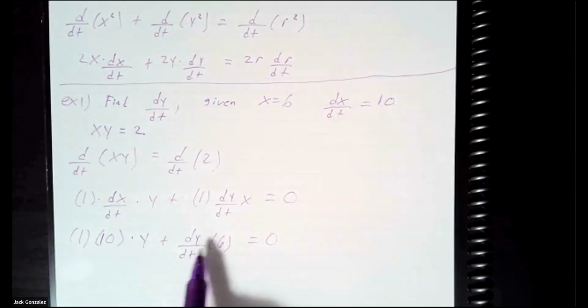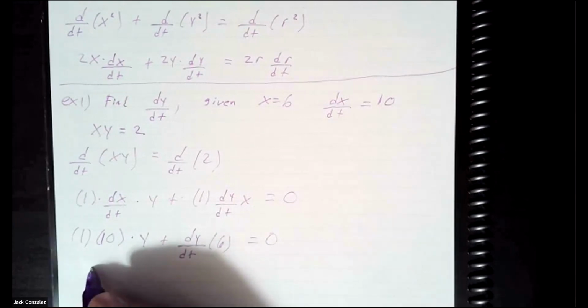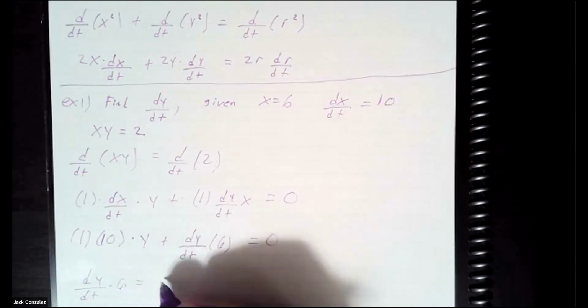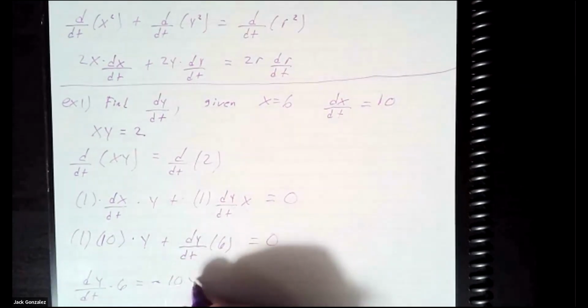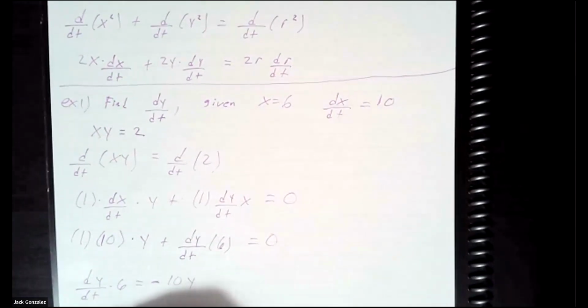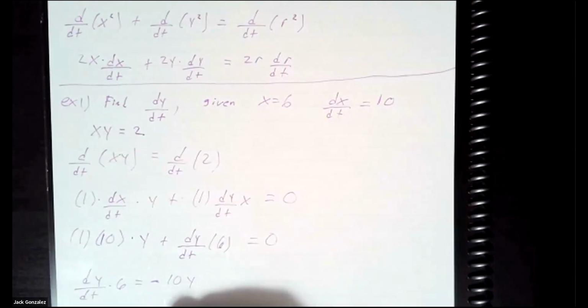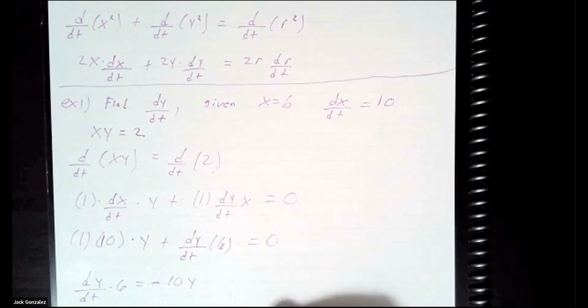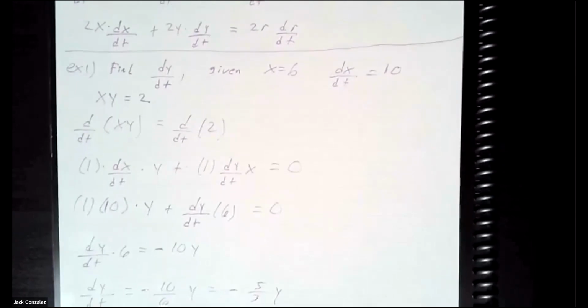So just isolate this guy. dy dt times 6 is equal to negative 10y, which I subtract over, divide by 6, and we are done. Make sense? Not too bad, right? No, hold up.